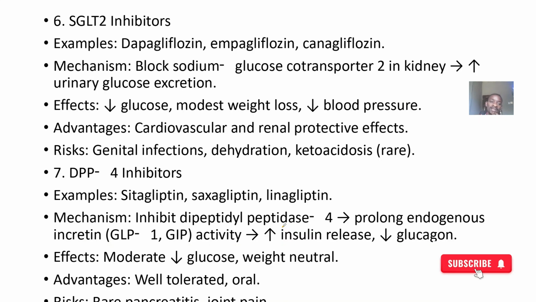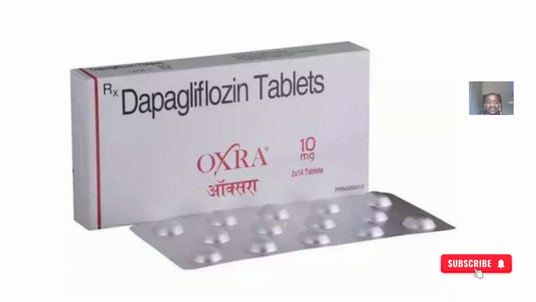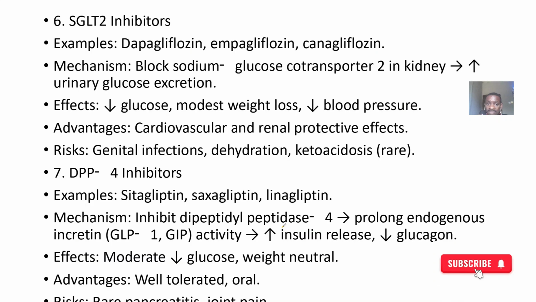Then we have the SGLT2 inhibitors. So drugs like dapagliflozin, empagliflozin, canagliflozin. So they block the sodium glucose cotransporter 2 in kidneys. This will increase how the glucose is being excreted in urine. Okay, it will decrease glucose. There's modest weight loss. There's decreased blood pressure.